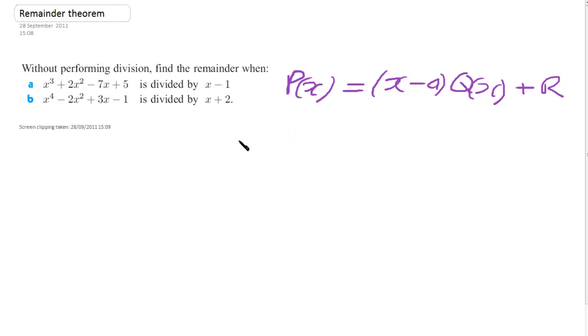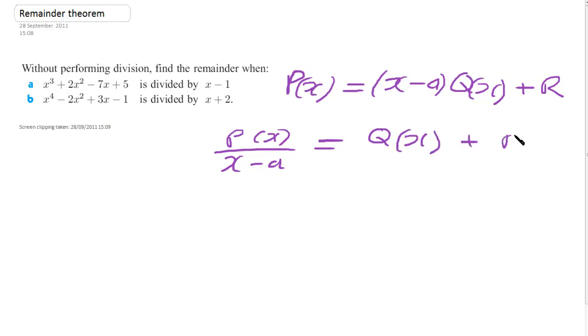So essentially what we're saying is if you want to write this as a fraction, so if you're doing p of x over x minus a, then that will give you some kind of quotient, some polynomial, plus some remainder that still needs to be divided by x minus a if you were to do the long division. But this is the remainder you get left over from the long division.